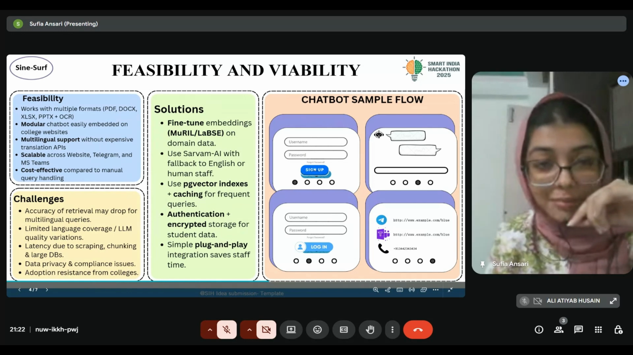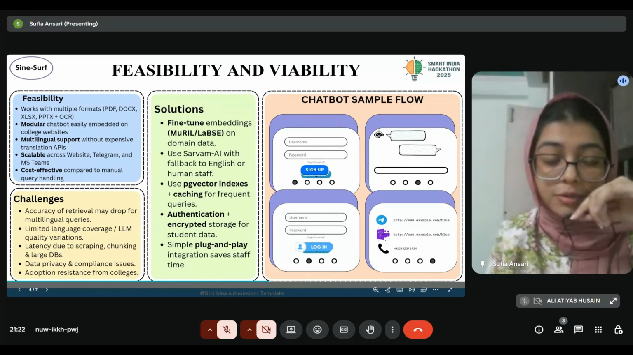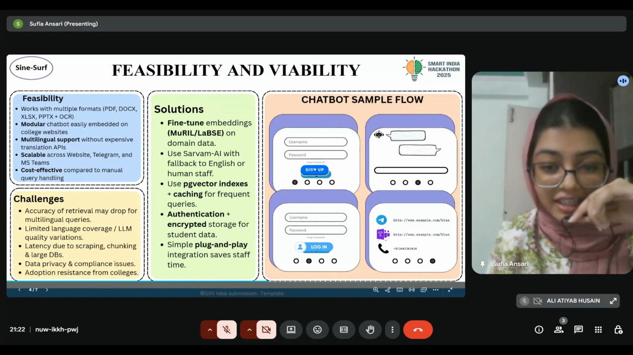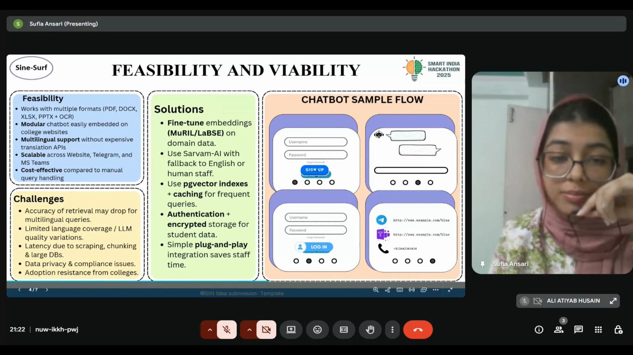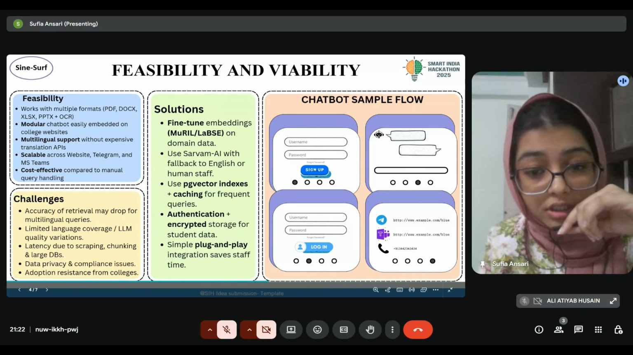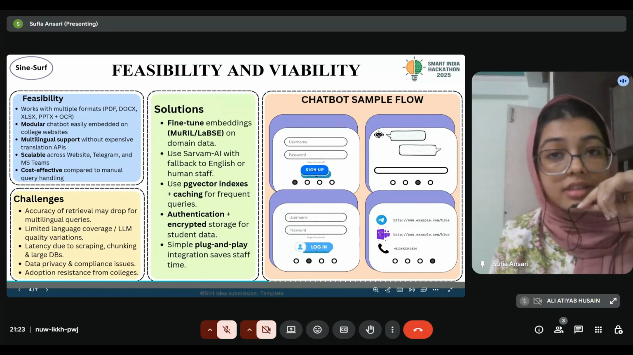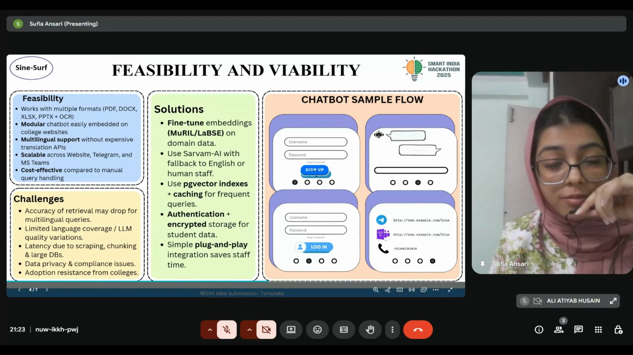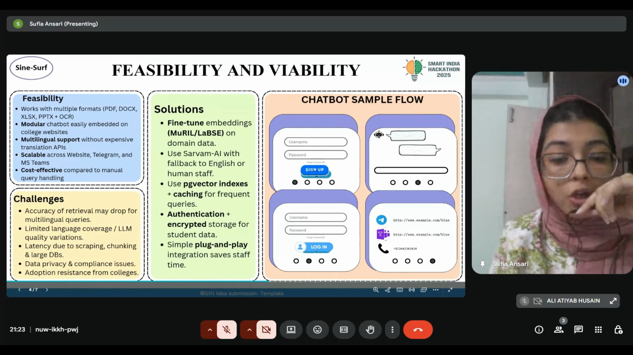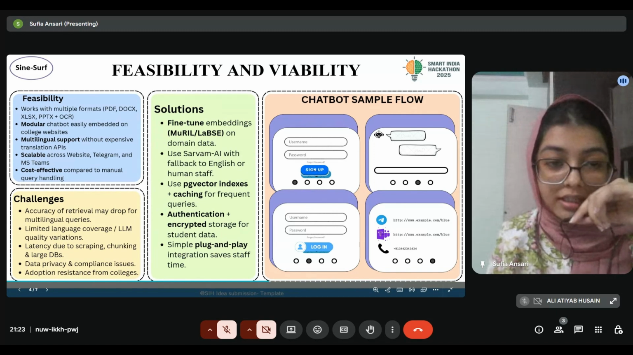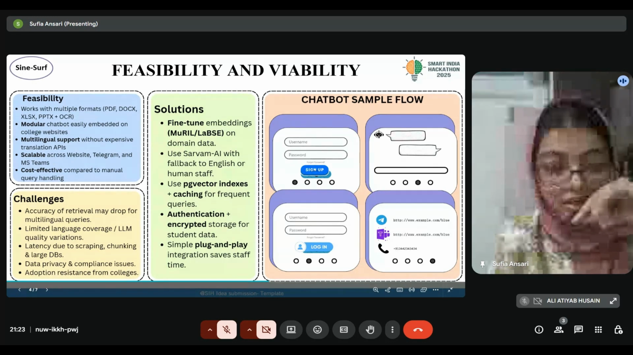And in terms of viability, the demand is very real. Colleges struggle daily with multilingual communication and repetitive queries. By deploying our solution, students get 24/7 support in the regional language, staff save time on repetitive questions, and institutions benefit from scalable, low-maintenance AI support. It is cost effective, inclusive, and can be maintained even by students after this hackathon.